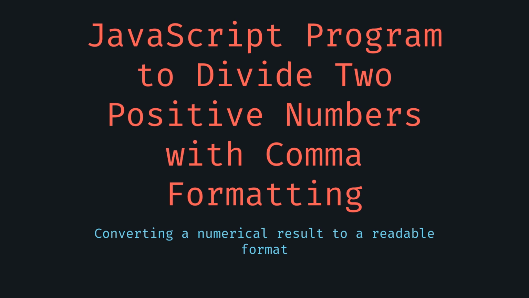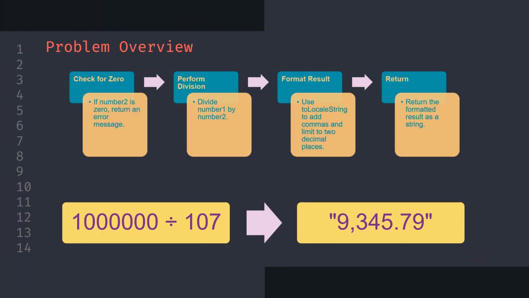We're going to create a JavaScript program that divides two positive numbers and formats the results with commas for better readability. Let's dive in. Our goal today is to write a JavaScript function that divides two positive numbers, then formats the result to a string with commas to make it easier to read, like you see in a financial report.